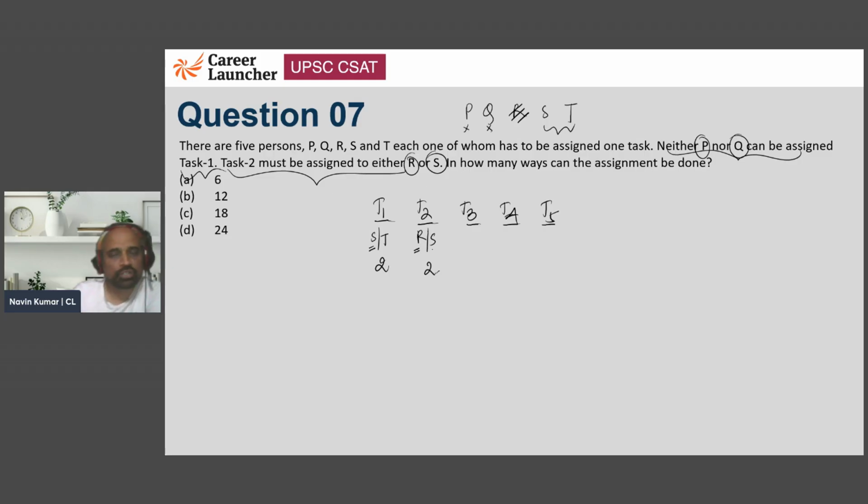Suppose here we have utilized S. Task 3, we have all 3 available now. So that's going to be 3 options. Task 4, we will have remaining 2. Task 5, we will have remaining 1. So all the tasks are mandatory to complete. So we will put AND, which is multiplication. So this is 8 into 3, 24 tasks overall. Sorry, 24 ways overall to complete these 5 tasks.